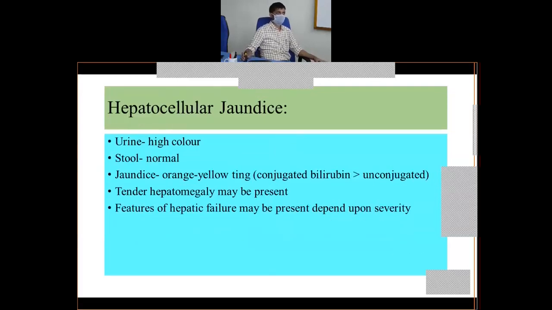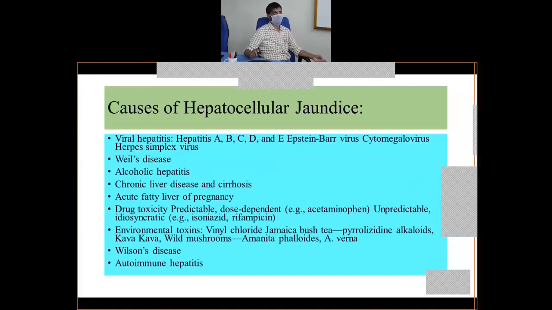Then the third category is hepatocellular jaundice. Here the urine color will be high. It behaves like obstructive jaundice, but stool color will be normal. Jaundice will have a yellow-orange tinge, and the amount of conjugated bilirubin will be more than unconjugated. You may get tender hepatomegaly, and features of hepatic failure may be present, depending upon the severity.